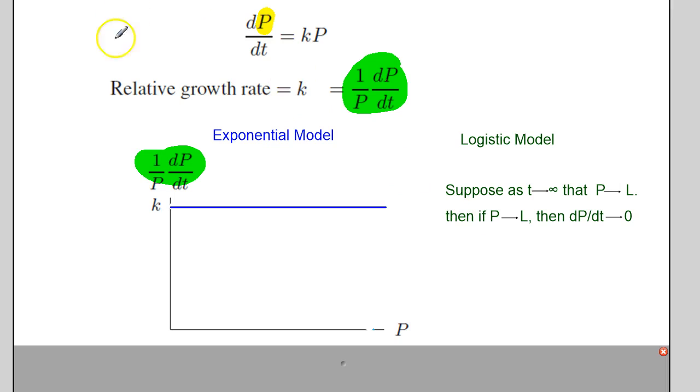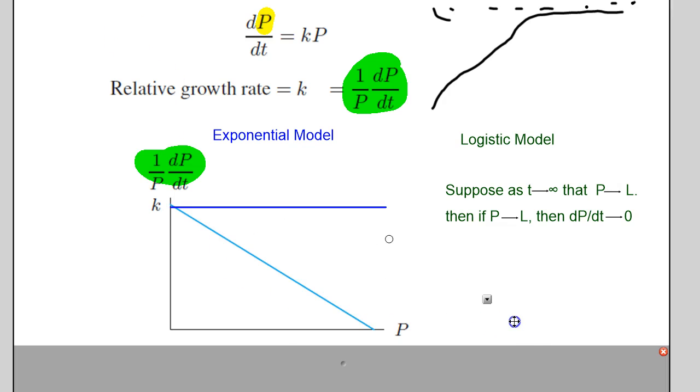Just think about this. If here's P increasing, but then it reaches some L, and this is my graph, then what's going to happen is it's not going to go past whatever line that L is. The rate of change is going to get smaller and smaller and closer to 0. So over here, 1/P dP/dt ended up being constant, but with the logistic model, 1/P dP/dt is going to decrease in a linear fashion. And that linear fashion is what makes this a logistic model.